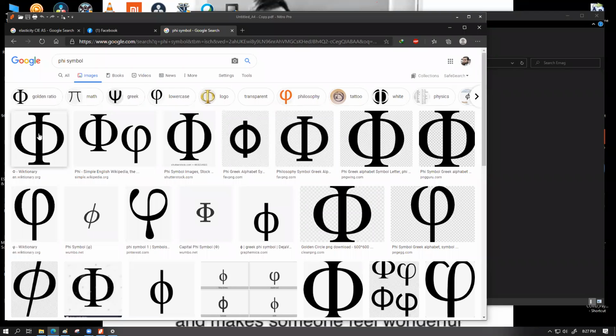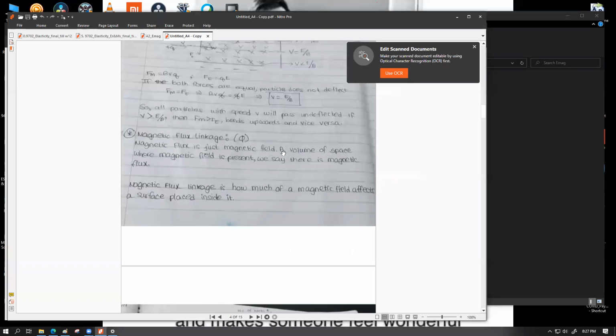So this is the symbol for phi. Round circle, long line in the middle. This is the typical way we can write this. Some people, in handwriting, can also write it like this. So there are many different ways to write this. This is the phi symbol. Phi is the symbol that we use for representing magnetic flux linkage.